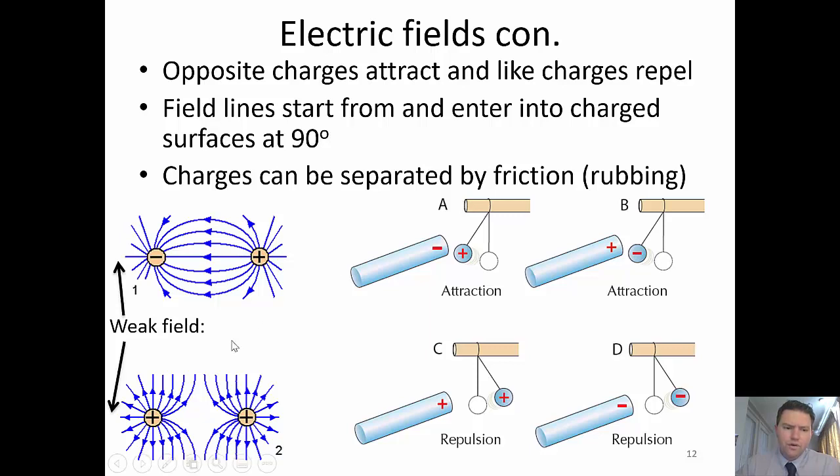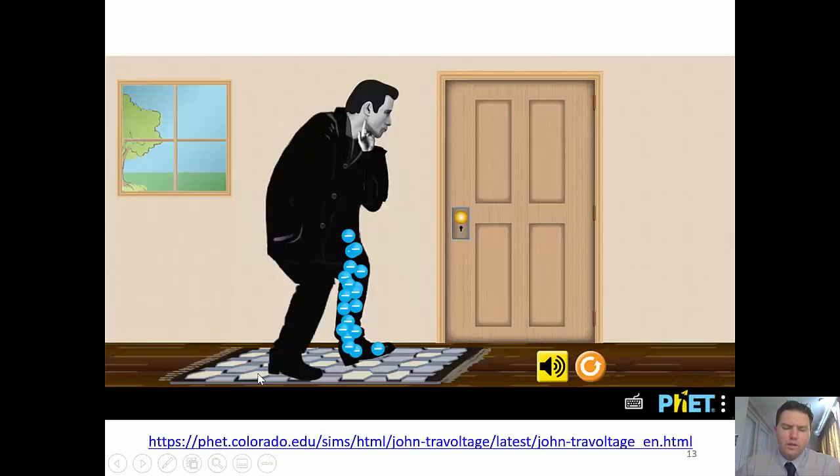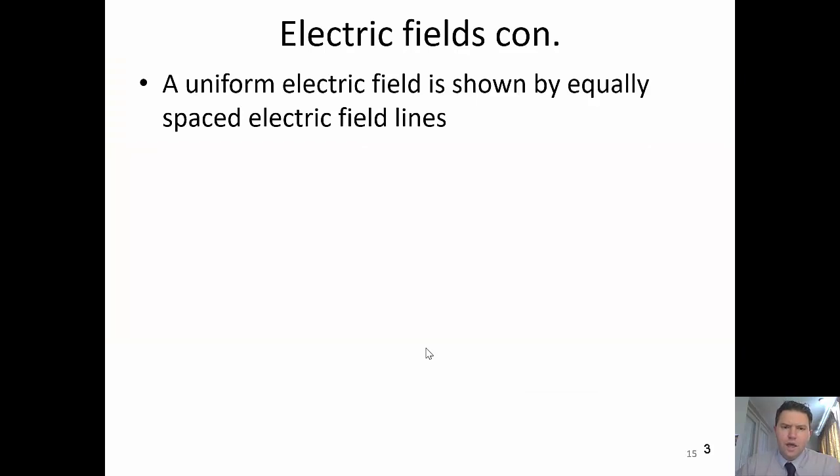We can have areas of strong field where there's lots of field lines and areas of weak field where there's not. And so you can interact with John Travoltage here if you'd like to. He rubs his foot on the ground, and the more he rubs, the more charge he gets, and then he goes zap, doesn't he, as he discharges.